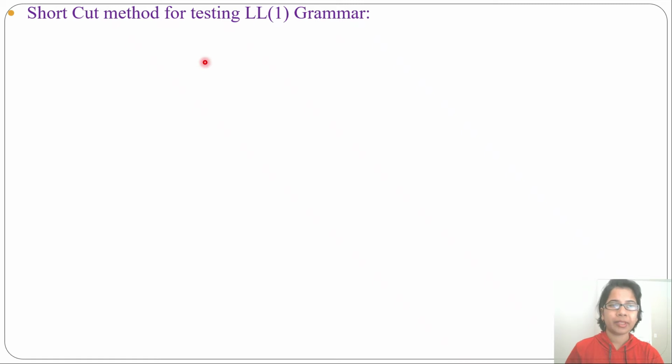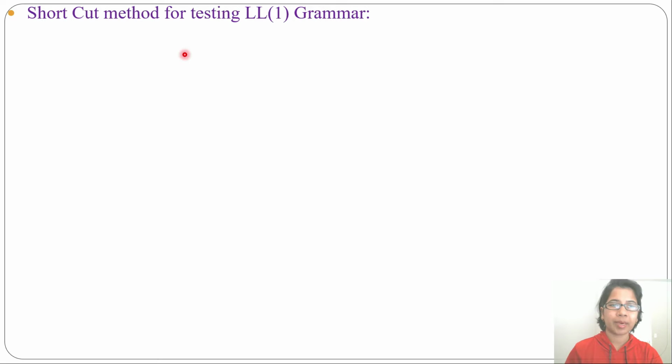Hi, in the previous lecture we discussed how to construct a parse table, and from the parse table we can check whether a grammar is LL1 or not LL1. If there are multiple entries, then the grammar is not LL1. If there is just a single entry in every cell, then this is an LL1 grammar. For that we need to find first, then follow, then construct the parse table.